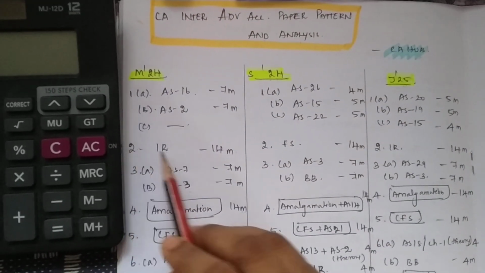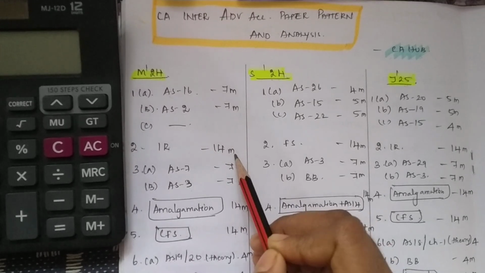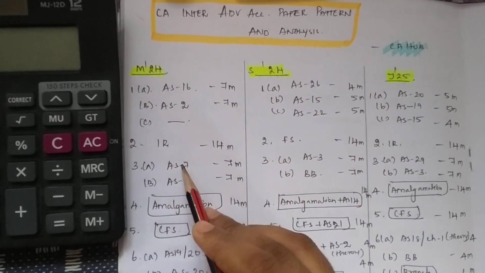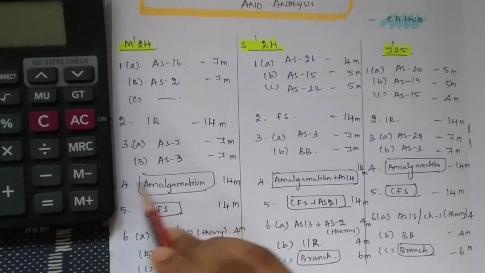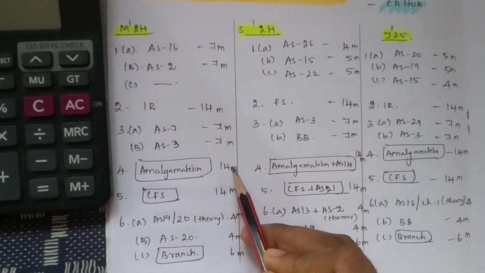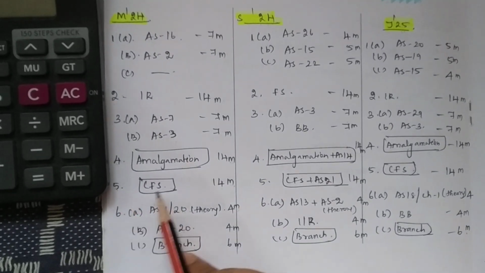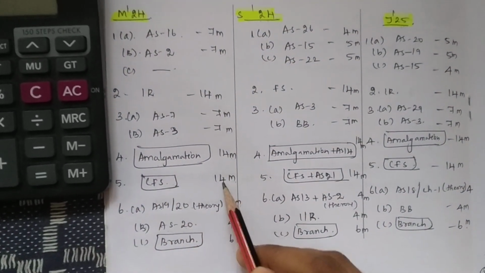In the second question, we have got internal reconstruction for 14 marks. In 3A, 3B, we got AS7 and AS3, each for 7 marks. In the fourth question, we have got amalgamation for 14 marks. And in the fifth question, we have got consolidated financial statement for 14 marks.